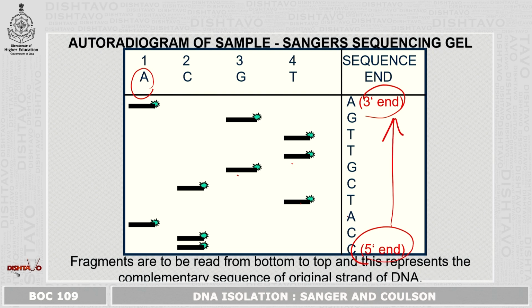So, the sequence will be read like this. It will be C, C, A, T, C, G, T, T, G, A. Okay. So, this is how you read the sequence. C is showing in this column, so it's a C. Like this, you will mark it and you will read the sequence.